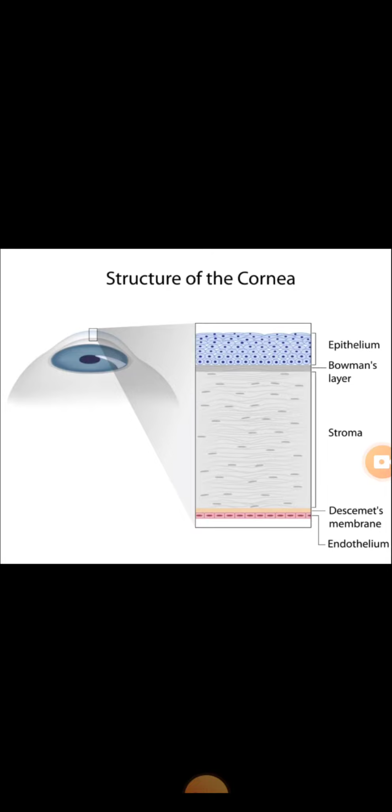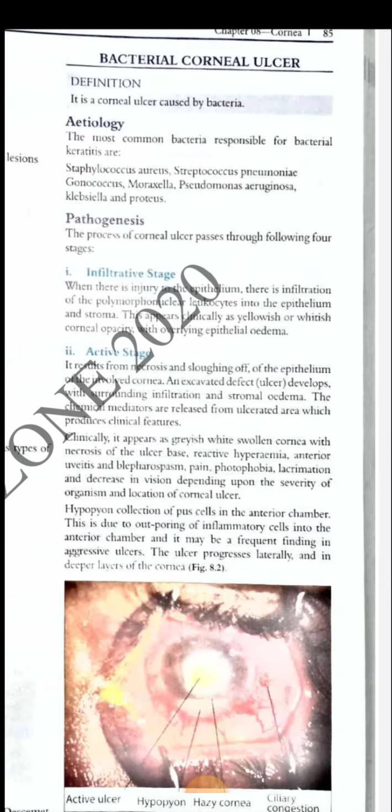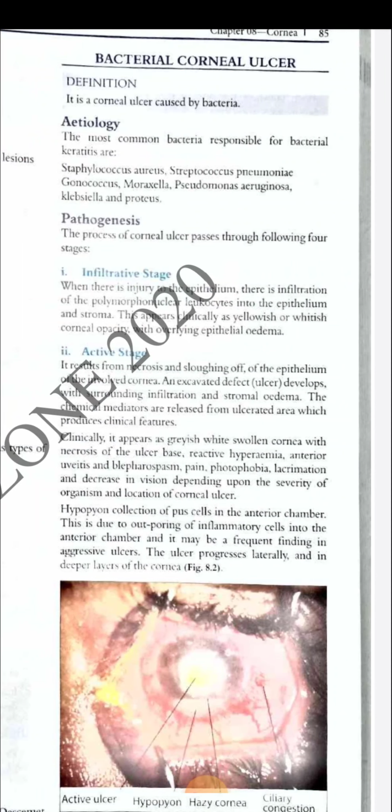Now let us move toward our major topic, which is bacterial corneal ulcer. As its name indicates, it is a sort of corneal ulcer that is caused by bacteria. Now what is an ulcer? An ulcer is any excavated defect that is produced at any particular area as a result of any inflammatory process.